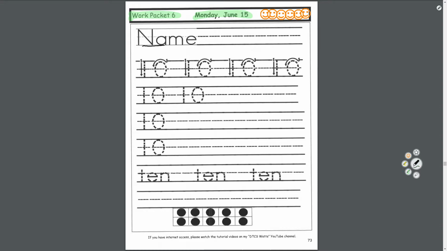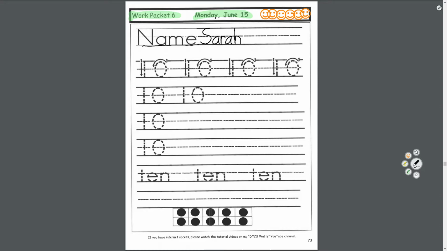With your nicest printing, please write your name over here. So if your name was Sarah, you start your name with an uppercase letter. Always start your name with an uppercase and use the lines to help guide your letters. Your name isn't Sarah, so please put your real name there. And today we'll practice the number 10.